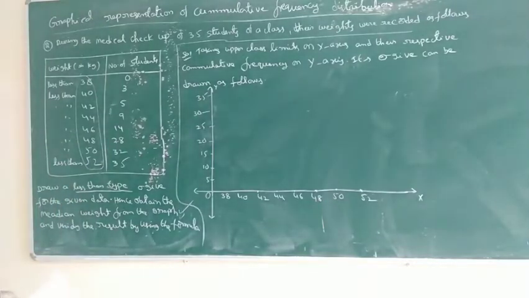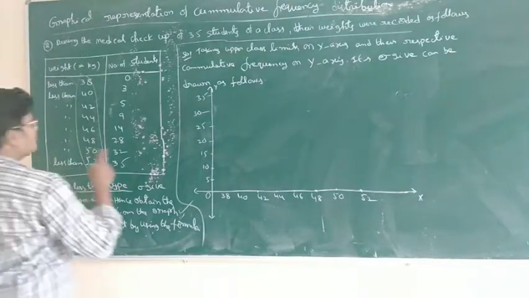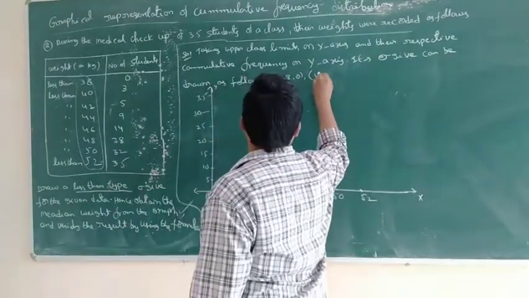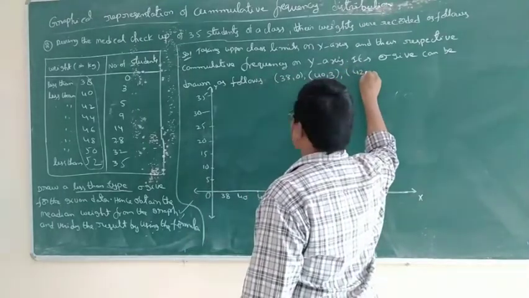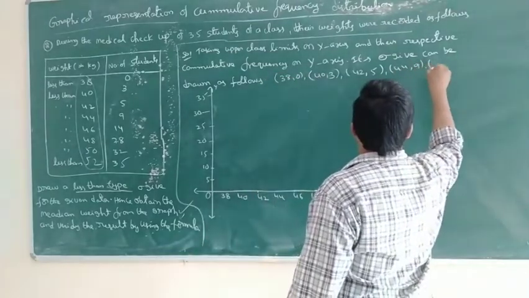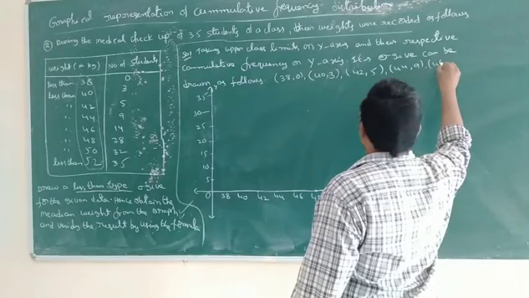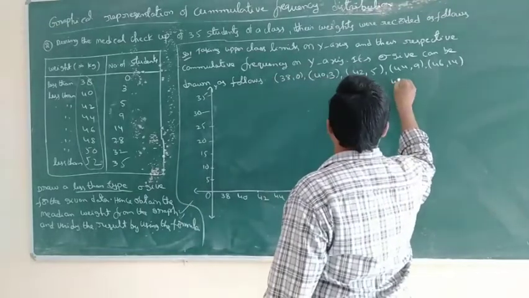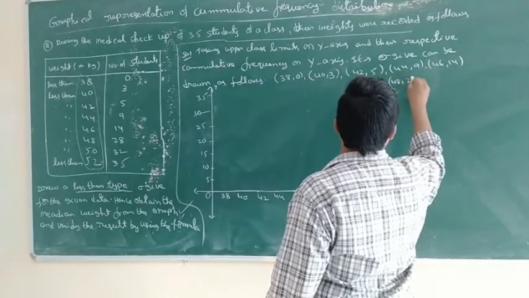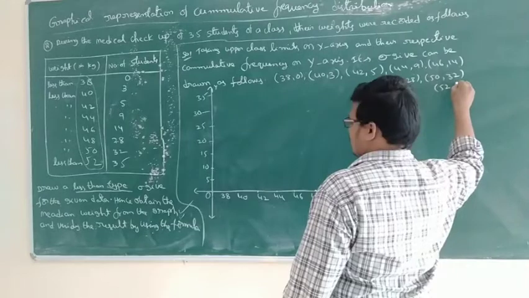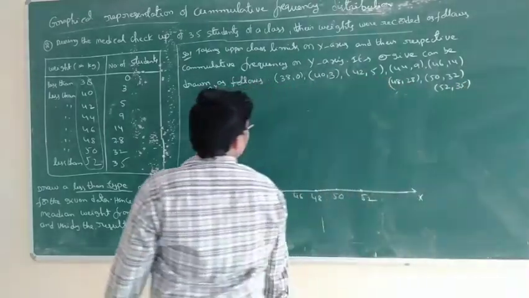Okay, next. The points already given are: 38, 0; 40, 3; 42, 5; 44, 9; 46, 14; 48, 28; 50, 32; 52, 35.